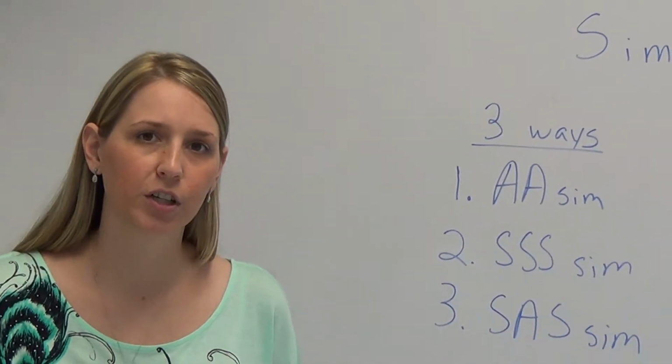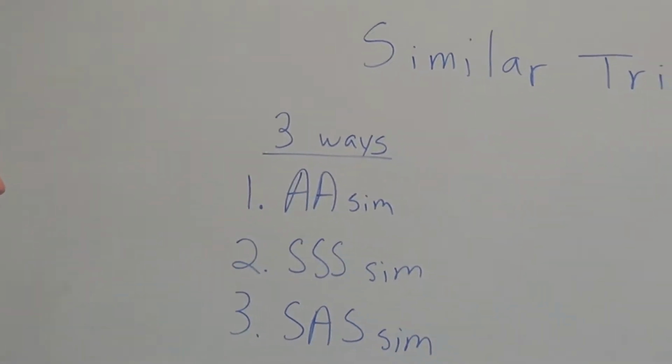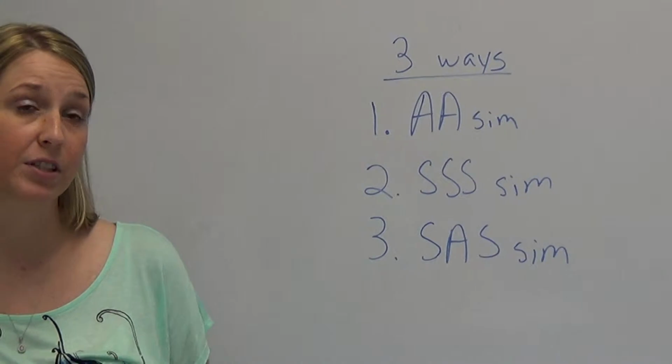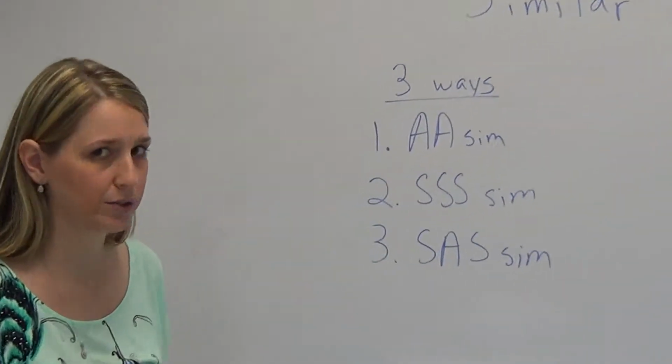My name is Wendy Reed and we're going to learn a little bit about similar triangles today. Similar triangles are triangles that are not exactly congruent, but they are the same in some ways, but not in every way. So we're going to start with the first way, and that's angle-angle similarity.